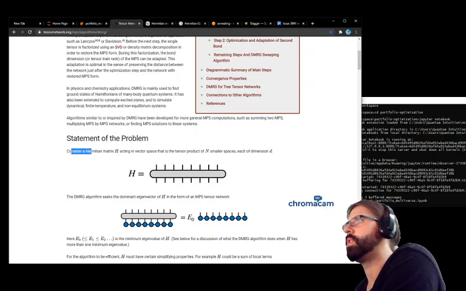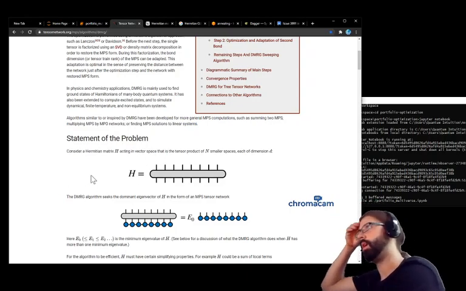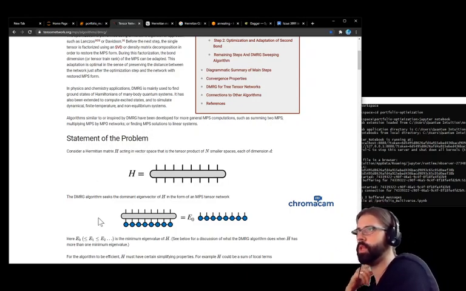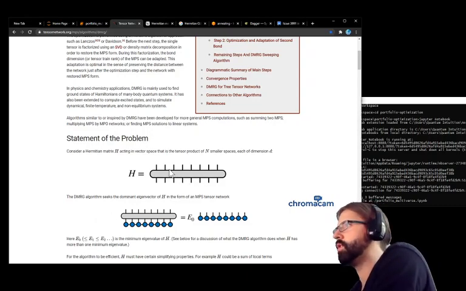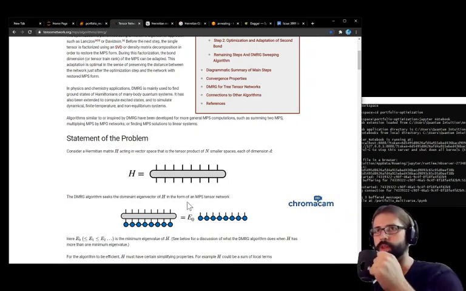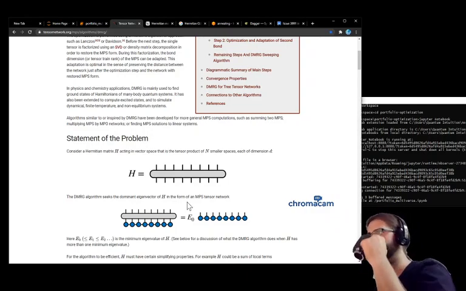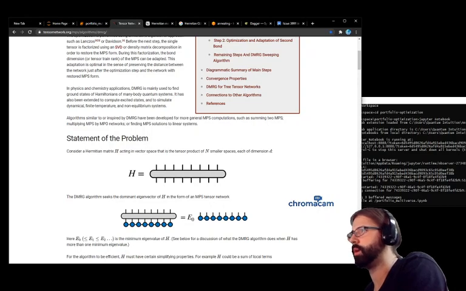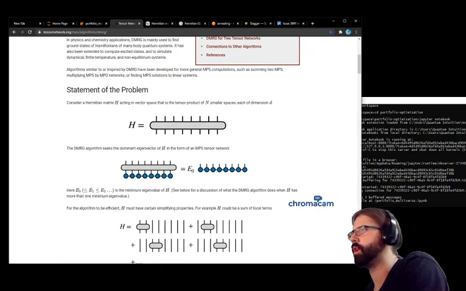Statement of the problem. Consider a Hermitian matrix H acting in a vector space that is the tensor product of n smaller spaces, each of dimension d. Okay, so that's your big beast. But in our case, our big beast is just two-dimensional. The DMRG algorithm seeks the dominant eigenvector of H in the form of an MPS tensor network. So maybe we don't start with a beast, actually.